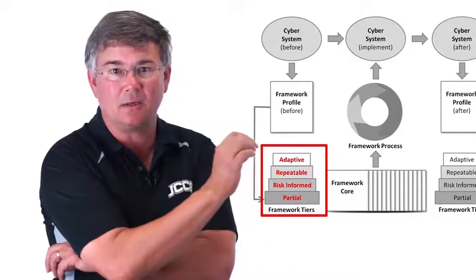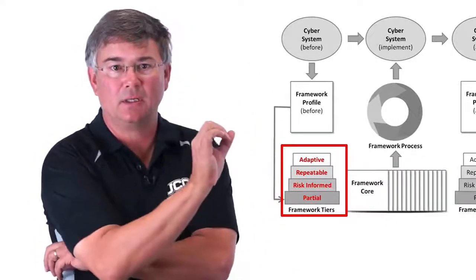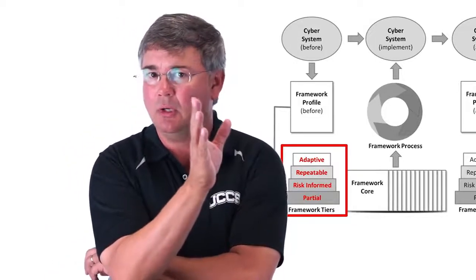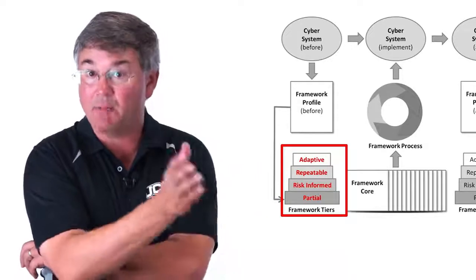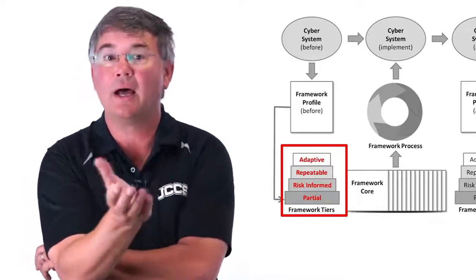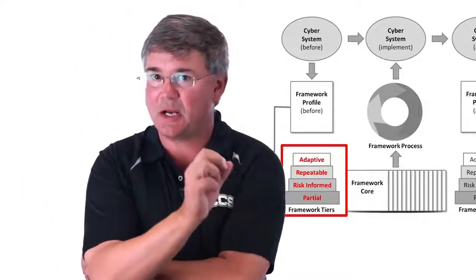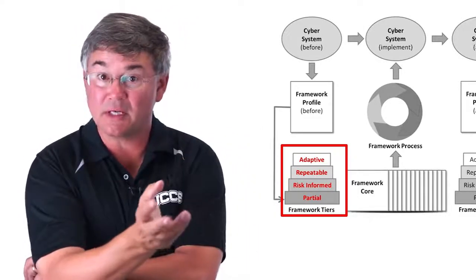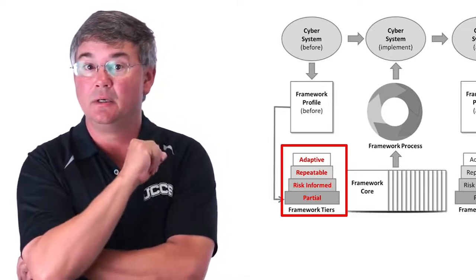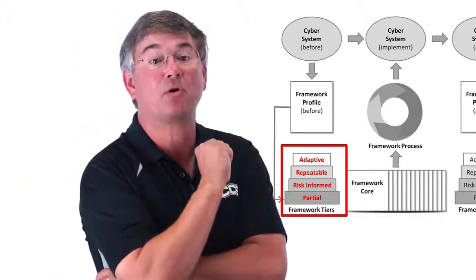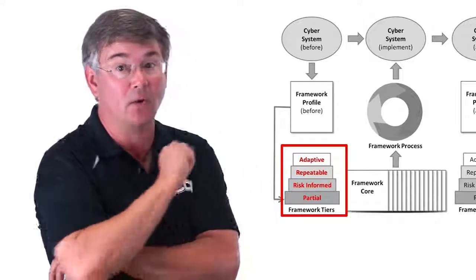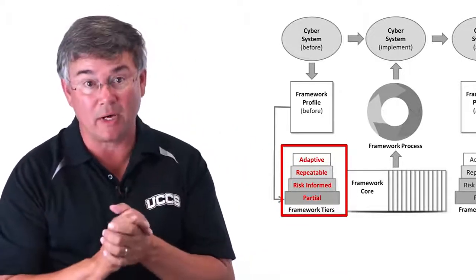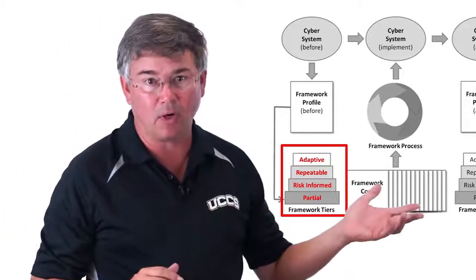The framework tiers are conceptual targets representing 4 increasing levels of protection: 1 partial, 2 risk-informed, 3 repeatable, and the highest level 4 adaptive. Each tier is characterized by 3 organizational attributes: 1, the robustness of the risk management process; 2, the degree to which the risk management program is integrated within the organization; and 3, the degree to which the risk management program is integrated with external partners.